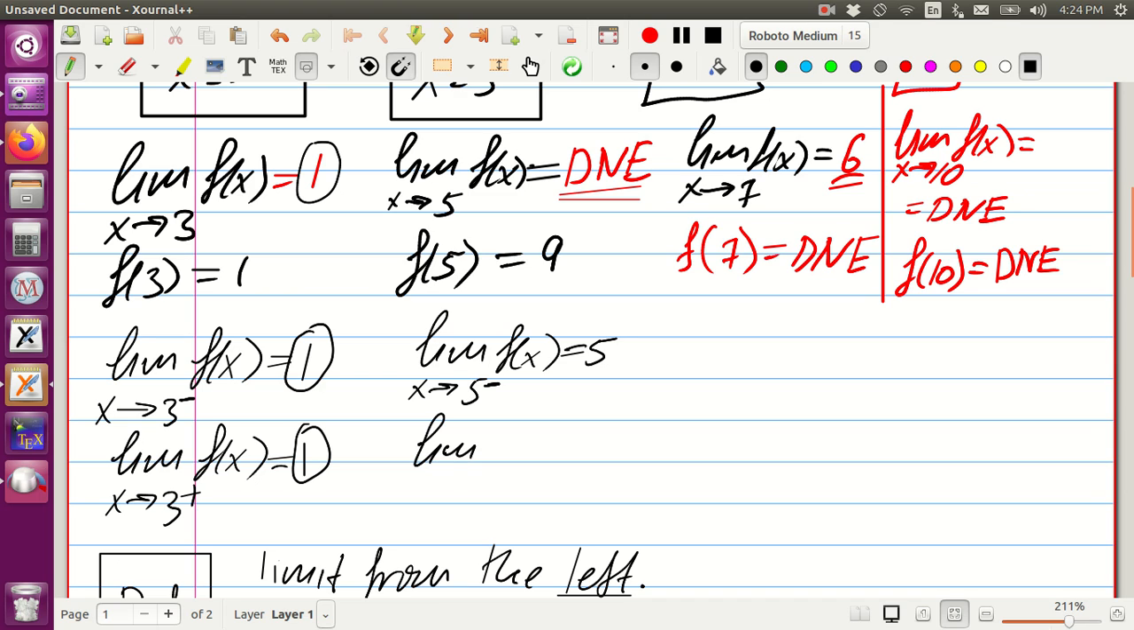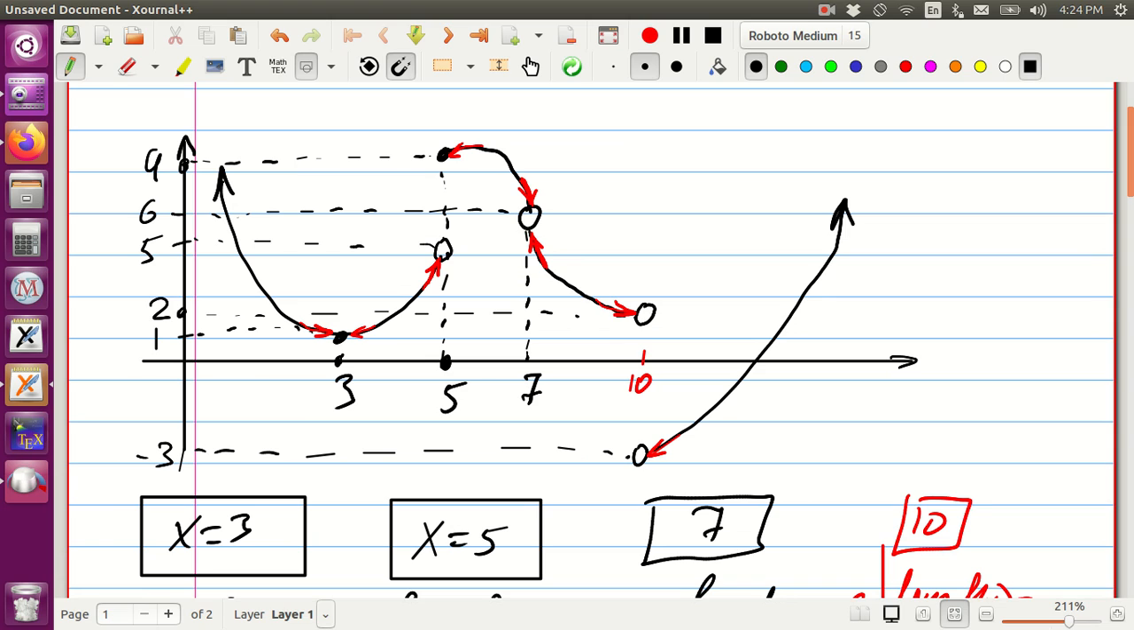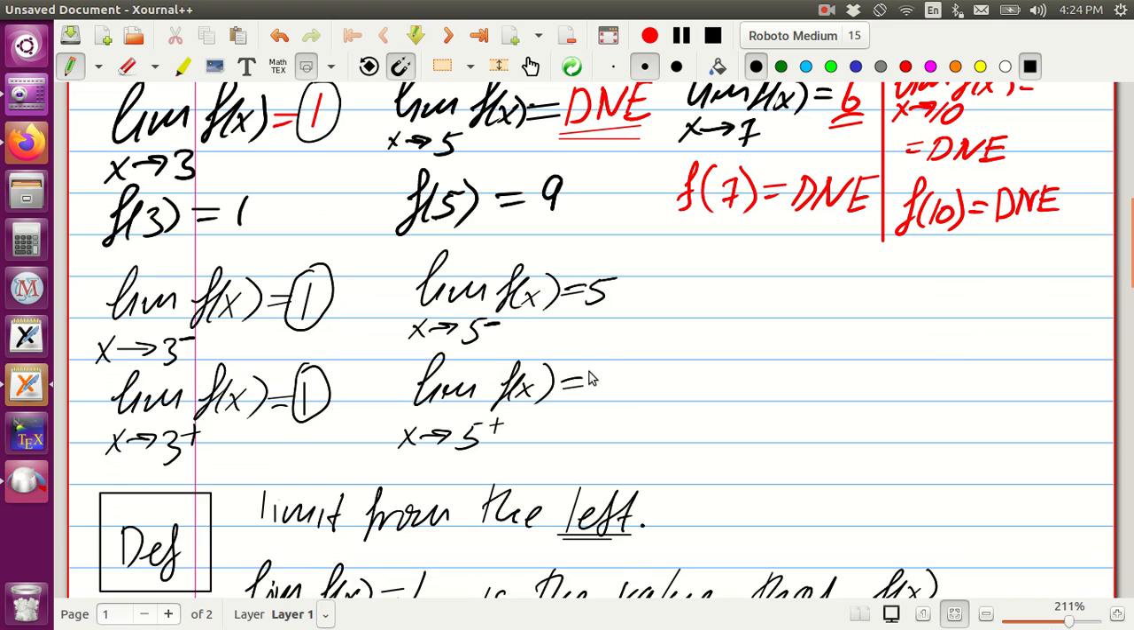Again, from the graph, everything is really easy, just visual inspection, so it shouldn't be that bad. Now we do the limit of f of x when x approaches 5 from the right. If we want to approach 5 from the right, we have to be on the right side of 5. So we're going to be following this piece. So we're going towards 9. So we say 9 over here.